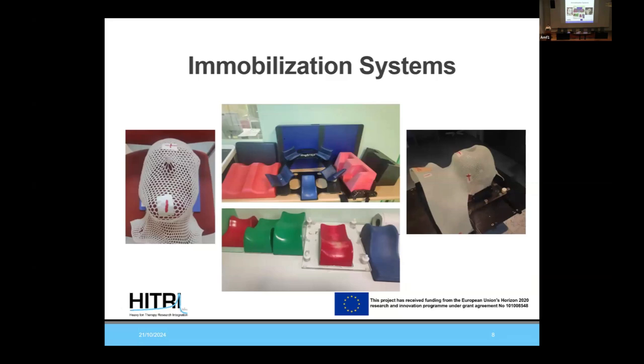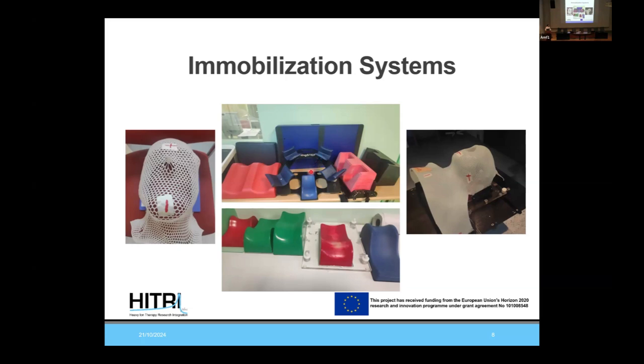Is there a laser pointer? No. Do you have a laser pointer? Oh. No problem. No worries. Okay, sorry.